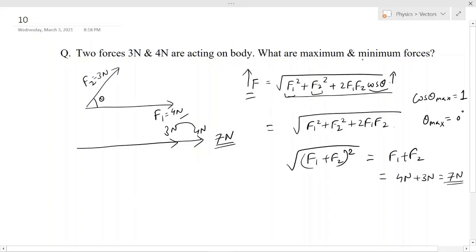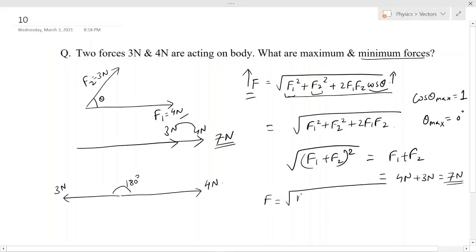So the force will obviously be minimum when the 4 Newton force is acting 180 degree opposite to that of force 3 Newton. So we can see it also from here. Let's say F is square root of F1 square plus F2 square plus 2F1 F2 cos of theta. So this term will be minimum when cos theta is minimum. The cos theta minimum value is -1, and theta minimum then becomes 180 degree.